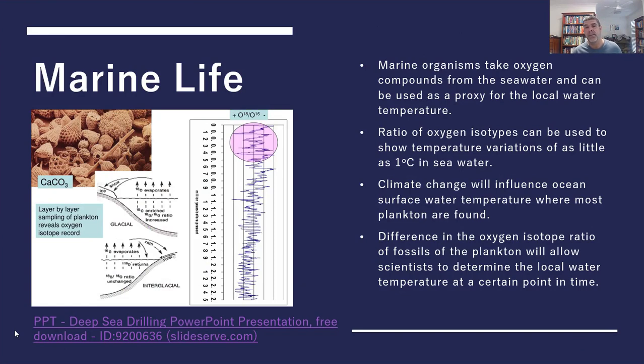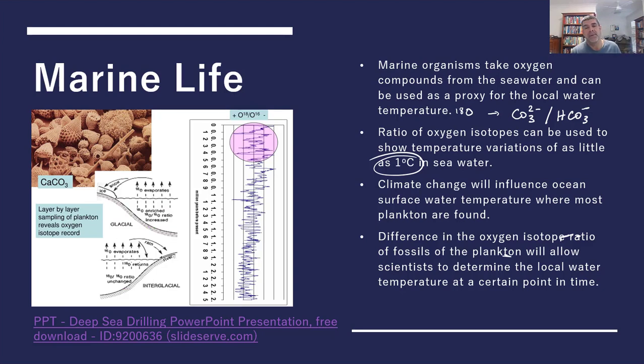Marine organisms take oxygen compounds from the seawater, and so they can be used as a proxy for local water temperature. Where they're taking the oxygen-18 and using it in the formation of these carbonate ions, or sometimes the bicarbonate ions, the HCO3 minus ions, both of which can be taken into the formation of shell structures, then we have a range of possibilities for tracking the oxygen-18 isotopes. The sensitivity of the oxygen isotopes means that we can show some very minor temperature variations. As little as 1 degree of change in the seawater can be sufficient for us to tell the difference, based on the relative ratios of the oxygen-16 to oxygen-18 isotopes.